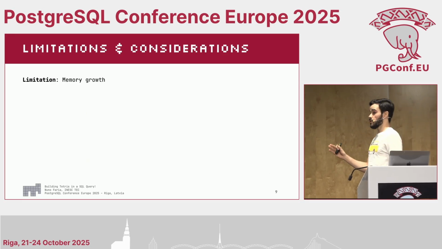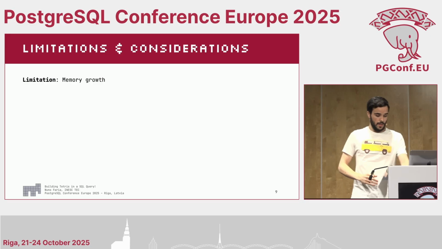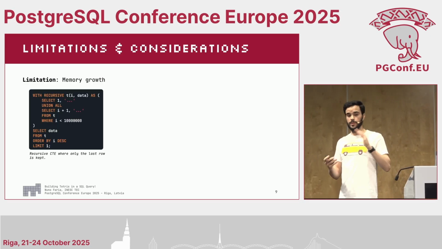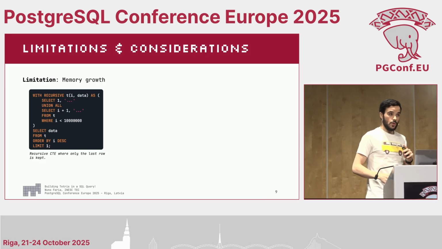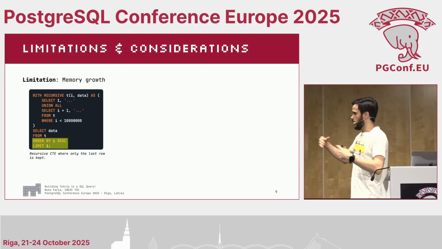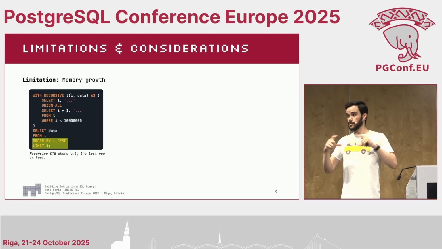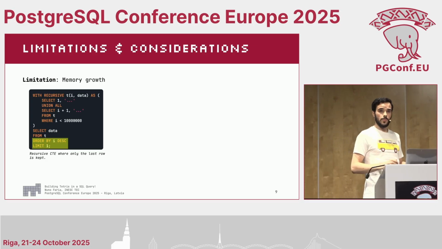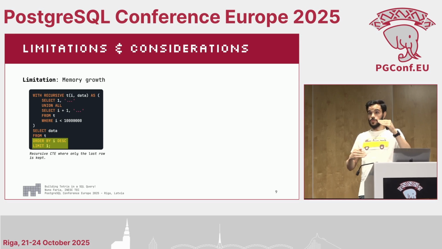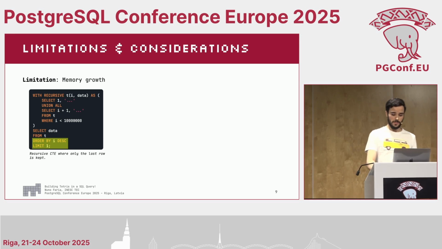The other limitation comes down to the memory growth. So consider this simple recursive CTE, where we generate 10 million rows, but then we are only interested in the last iteration. So we order by, and we do a limit, and we only get, at the end, the last row, which is quite a common use case with recursive CTEs: generating, or processing, a lot of iterations and only getting the last state.